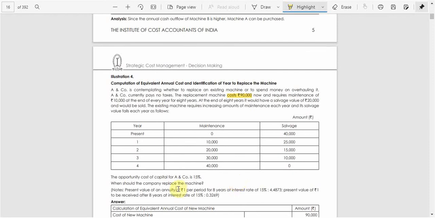Note that it is also given here: the present value of annuity of 1 rupee per period for 8 years at an interest rate of 15% is 4.4873. So the value is given for 8 years already. And also the present value of 1 rupee to be received after 8 years at an interest rate of 15% is 0.3269. So for the 8th year he has also given the value as 0.3269. This is the information given in the problem.